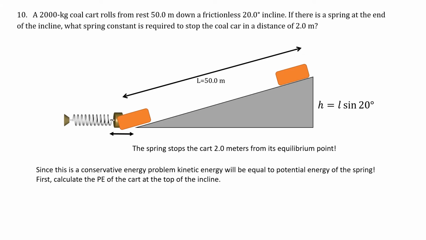So this is a conservative problem because there is no friction. It'll be equal to the potential energy of the spring. First, we need to calculate the potential energy of the cart at the top of the incline right here. Now, it gives us a distance that it moves, but we need to translate that into a height. And we do that by L, or the length, 50 meters, times the sine of 20 degrees.